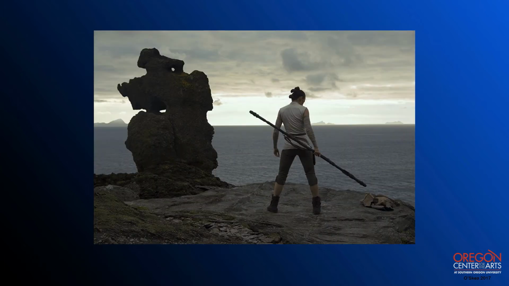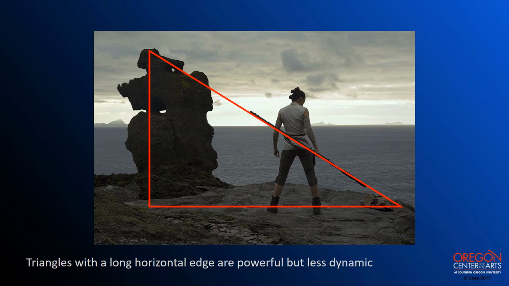So we can take a look at this little screenshot here and say this is a beautiful triangle. Look at this big slab of rock that's been here for millennia, right? And then she's standing there with the staff running behind her, creating a very solid triangle. So some strong horizontals with the horizon, the clouds, the sea, the edge of the cliff, right? And then there's the triangle of her on the rock, and it's creating a long horizontal edge for that triangle. So that's very powerful, but it is less dynamic, which is a great thing for this moment, right?